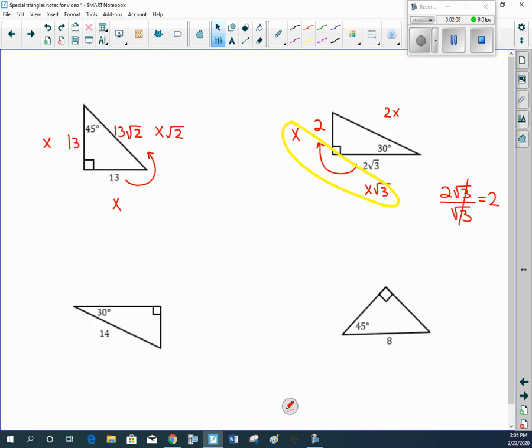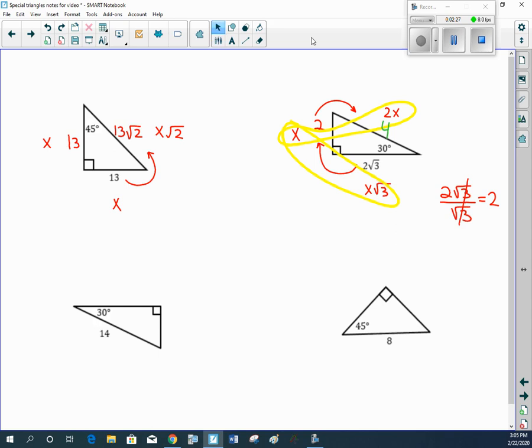Now I want to go to the long side. Well, the long side, look again. What's the ratio here? It's x and 2x. So that means it's twice as long. So I take the 2 and I multiply it by 2, and I end up with 4.